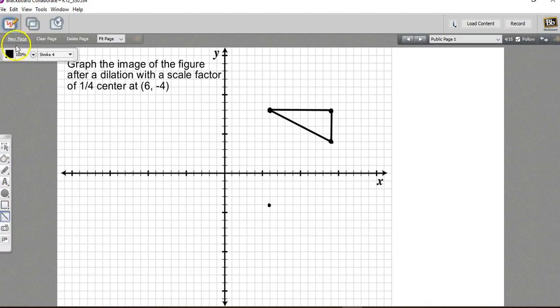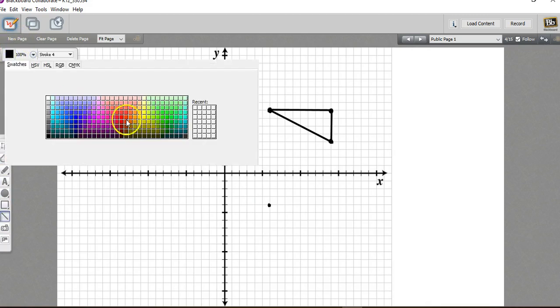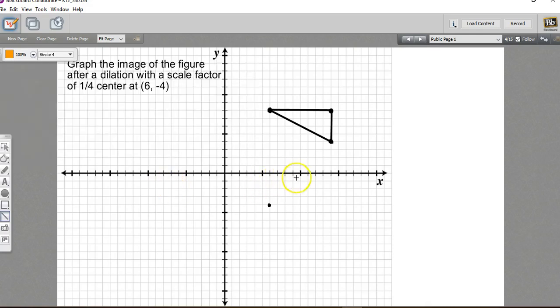Just to illustrate the point here, I like to draw a line, using just vertical or horizontal lines, from the center of dilation to one of the vertices. Then I count that distance: 1, 2, 3, 4, 5, 6, 7, 8. So that has a distance of 8. This has a distance of 1, 2, 3, 4, 5, 6, 7, 8 as well.